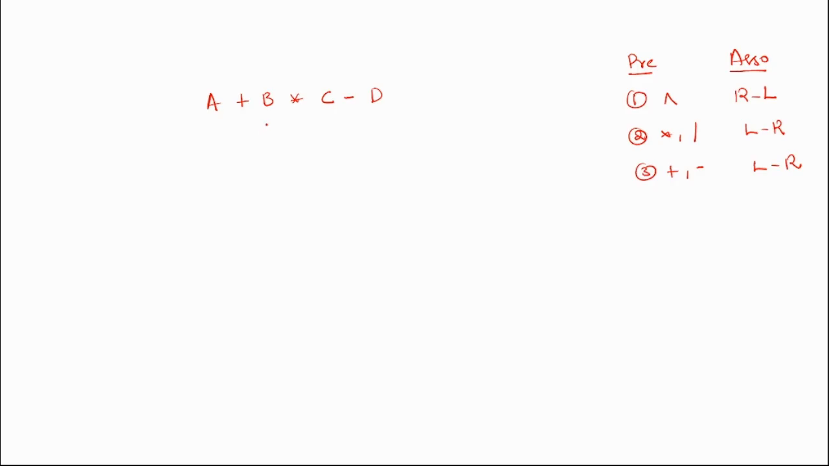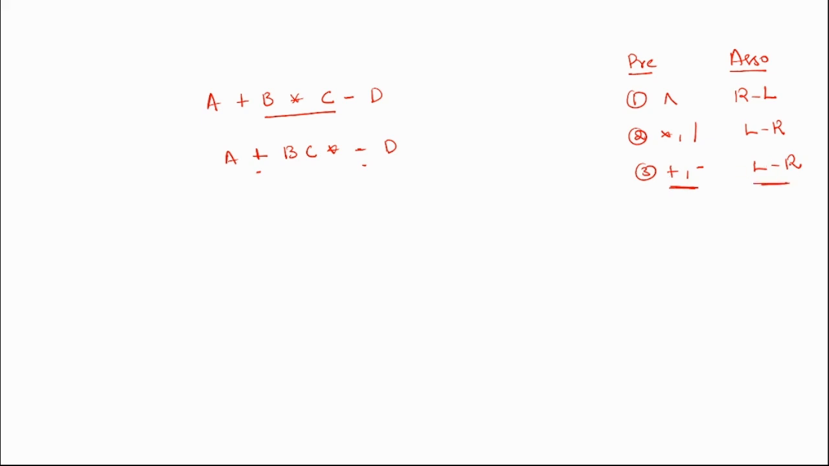Here, if we just look at the operators, multiplication has the highest precedence. Therefore, we solve B star C first, and we say A plus BC star minus D, right? So the multiplication operator has been solved. Now the operators that are left are plus and minus, and they have equal precedence. Therefore, as we discussed earlier, if these two operators have equal precedence, then you have to go to associativity.